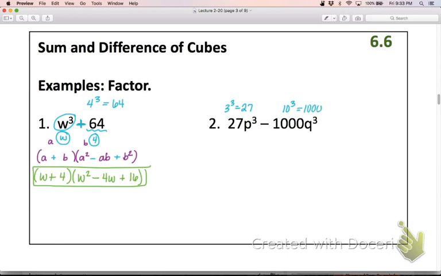So that means that the thing that I'm cubing is 3p, that's going to be my A. And the thing I'm cubing here is 10q. That's going to be my B. Okay? Once again, we're going to ignore the minus completely because our formula is going to take care of that for us. So following the factor pattern one more time. Small factor, long factor, A, B, A squared, AB, B squared.